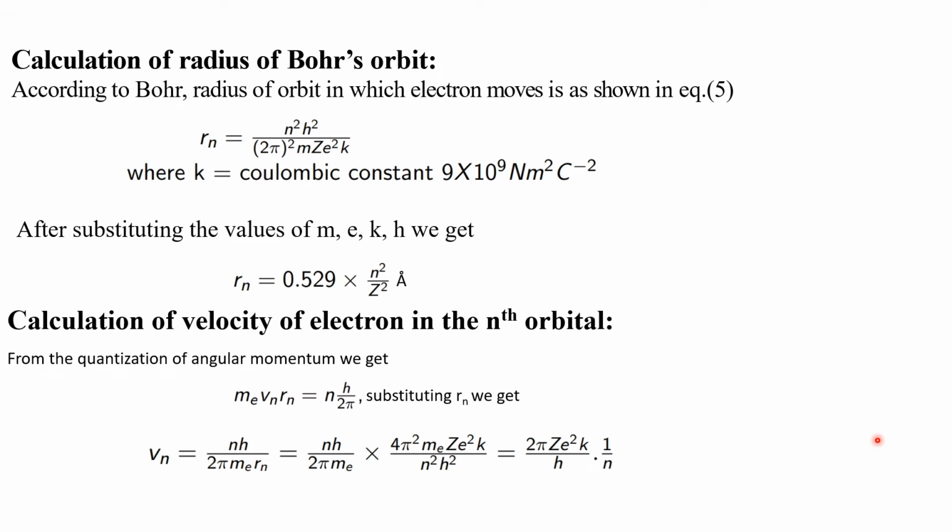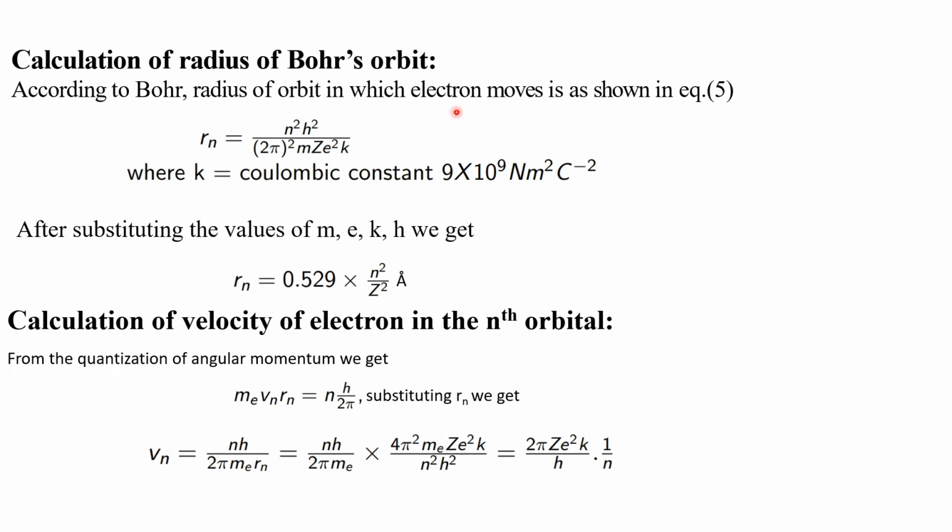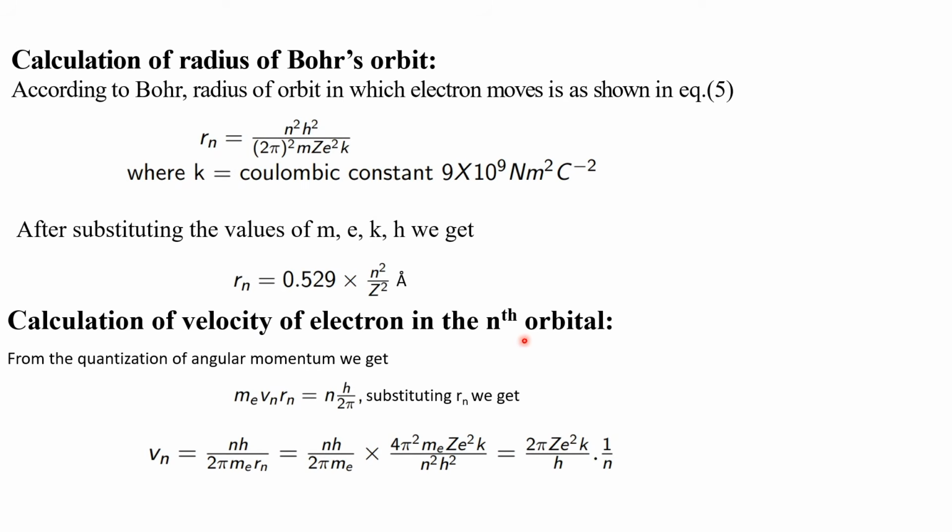From there we can calculate the radius of Bohr's orbit. According to Bohr, the radius of the orbit in which the electron moves is shown here. Rn is n square h square by 2 pi whole square and then m z square k, where k is the Coulombic constant and its value is 9 times 10 to the 9 Newton meter square Coulomb to the minus 2. If you substitute every value here, we get the value of Rn as 0.529 n square by z square angstrom.